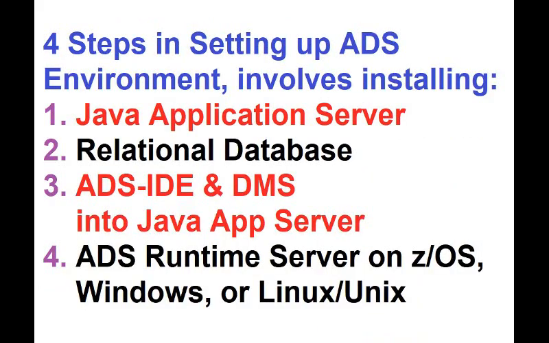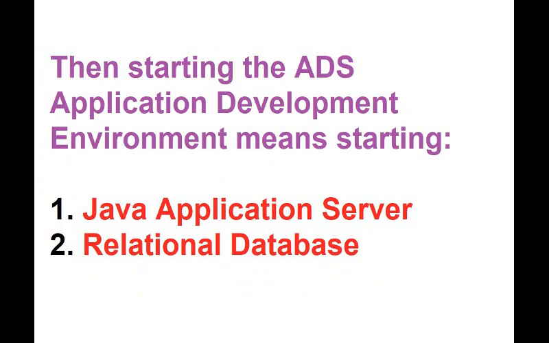To set up this ADS environment involves 4 steps: install the Java application server, install the relational database, install the 2 web applications, ADS and DMS, into the Java application server, and install the ADS Runtime server on ZOS, Windows, or Linux Unix.